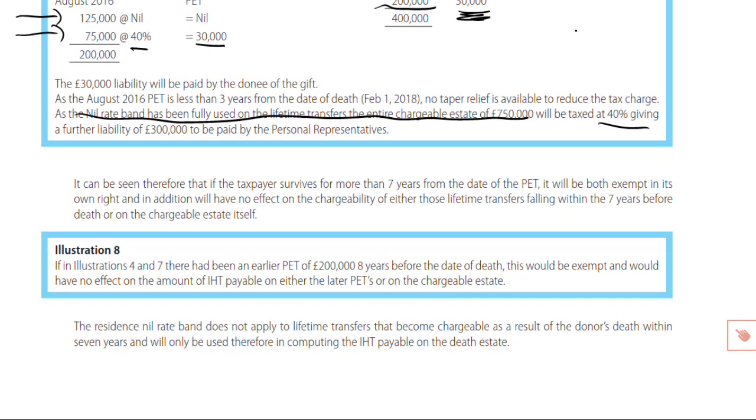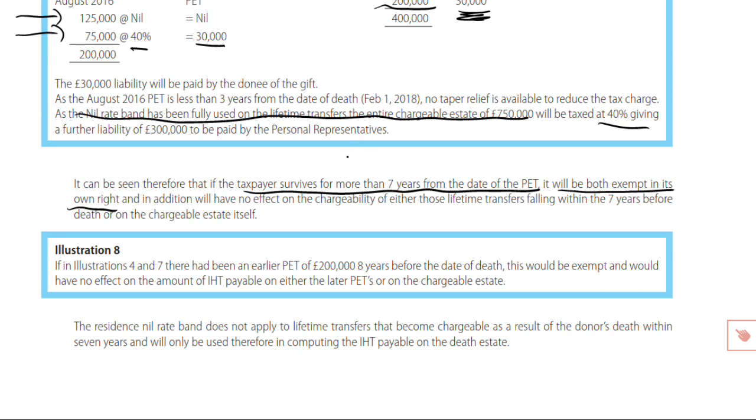So moving on from what we've seen there, we can obviously see that if the taxpayer survives for more than 7 years from the date of the pet, it was not chargeable when made, you live for more than 7 years, what was potentially exempt when made becomes exempt. It will not be chargeable. What that will mean, it will be both exempt in its own right, there will be no tax to pay on it as a result of the later death of the taxpayer.